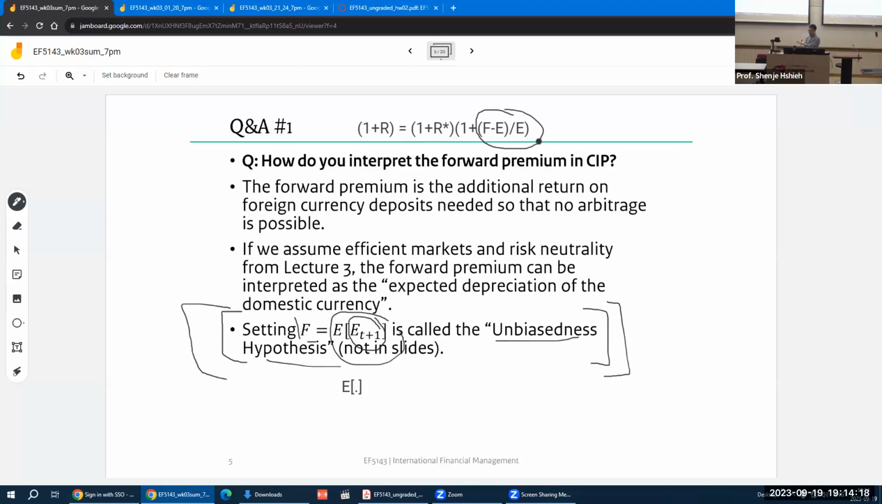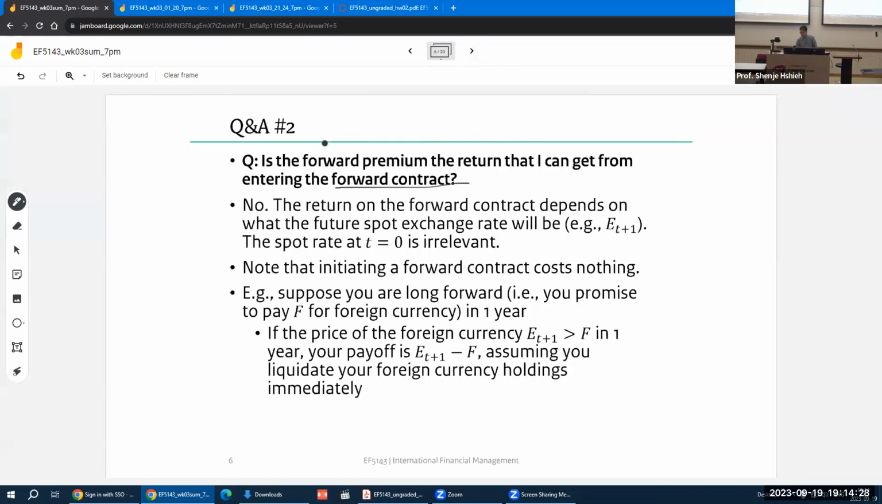Okay, so imagine E is E at t plus 1. So E at t plus 1 minus E, divided by E, is just a return, right? The actual return of what E would be in the future. That is not the return on a forward contract. The return on the forward contract is whether or not you can sell or buy back cheaper with the realized value of E in the future. So let me give you an example, okay?